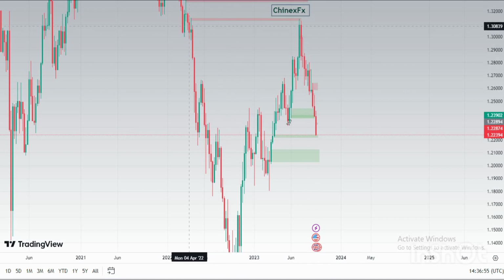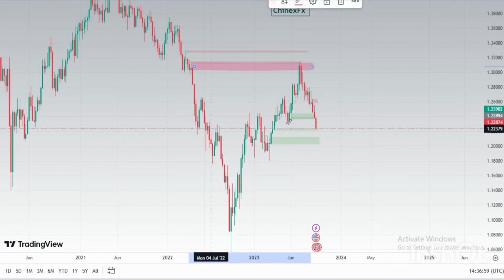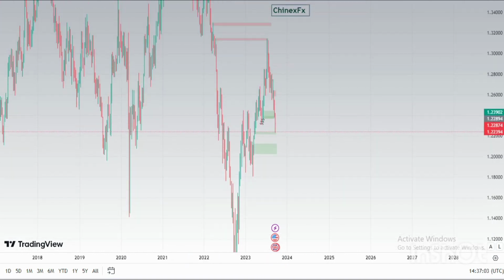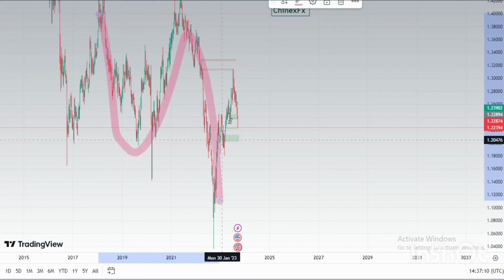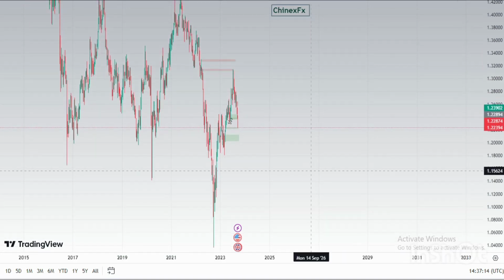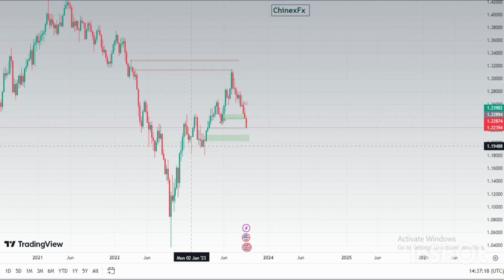On the weekly structure, we see we reacted off a supply. If you've been following this channel, many of those parts will be very clear to you. The weekly is also bearish. Like I've always said, we've been creating a series of lower lows and lower highs. So that's that for the weekly structure on GBP USD. Then let's quickly see the daily structure.